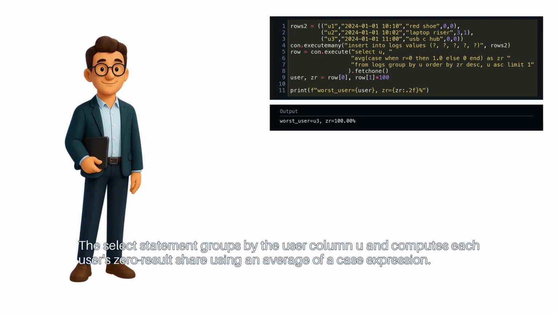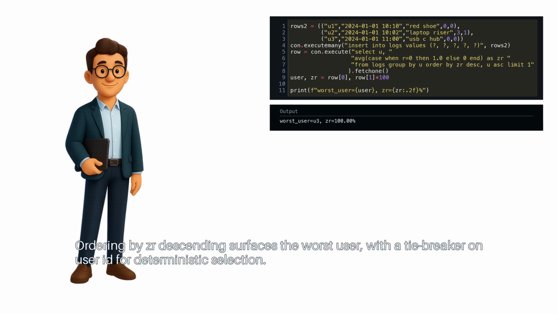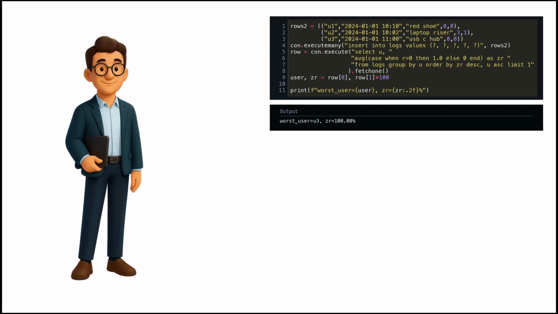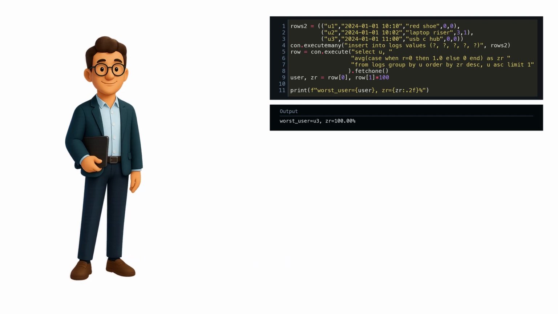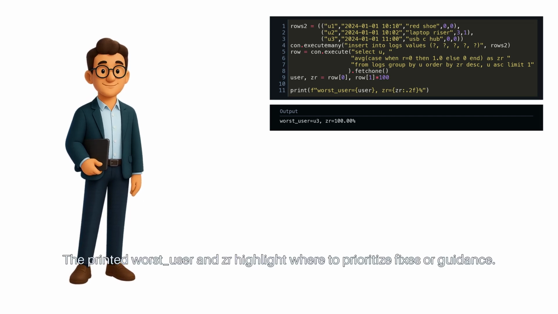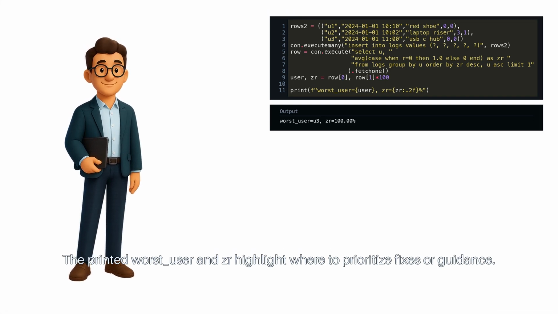The select statement groups by the user column U and computes each user's zero result share using an average of a case expression. Ordering by ZR descending surfaces the worst user with a tiebreaker on user ID for deterministic selection. The fetchone call returns the single highest rate user and their percentage. The printed worst user and ZR highlight where to prioritize fixes or guidance.